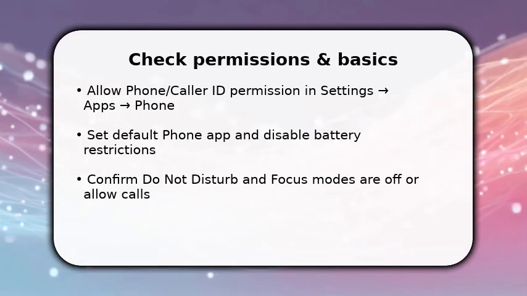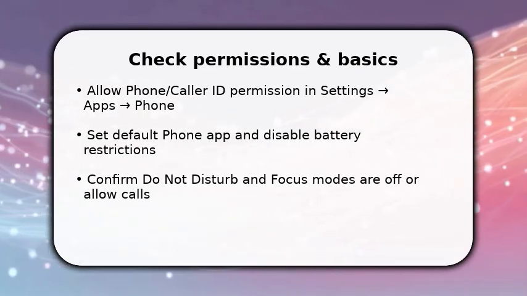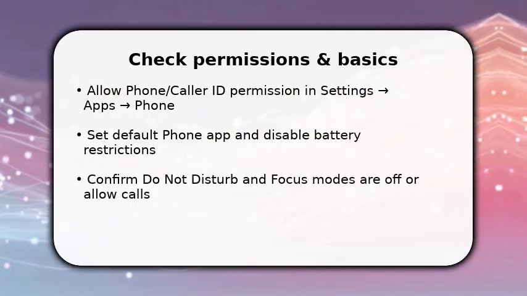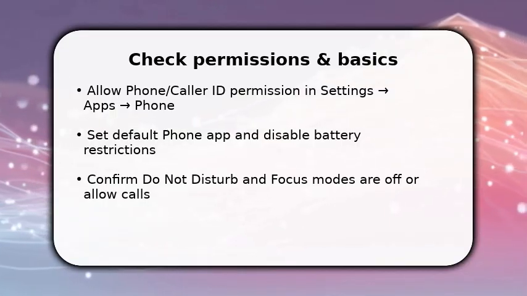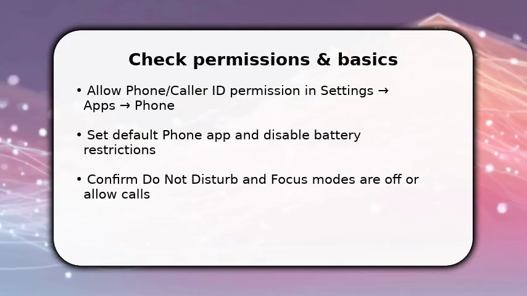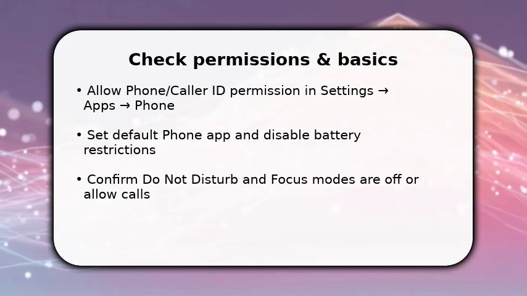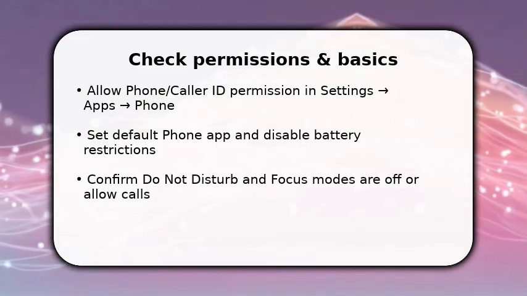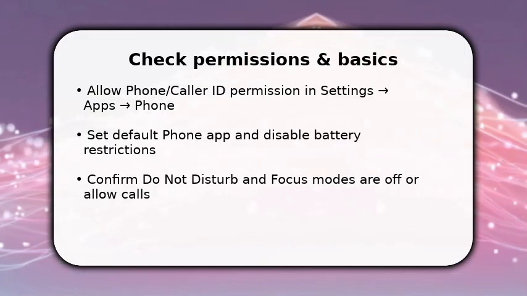You start by ensuring the phone app has permission to show incoming calls. This is why calls may be hidden. Go to Settings, open Apps, pick Phone, and enable Display over other apps and Caller ID. Once done, make sure the phone app is the default dialer and remove battery optimization for it so the system doesn't kill notifications. Also check Do Not Disturb and any focus profile. These silence or hide call screens even with permissions enabled.